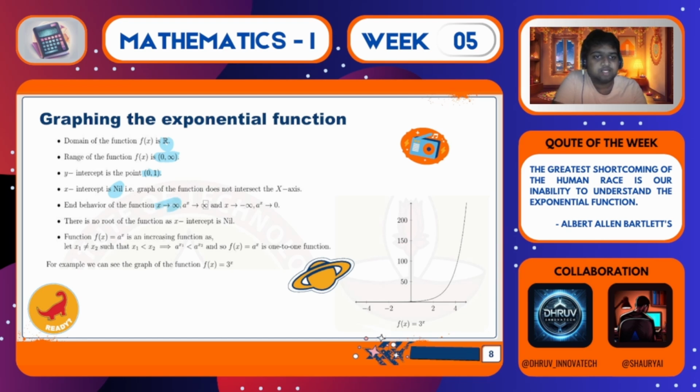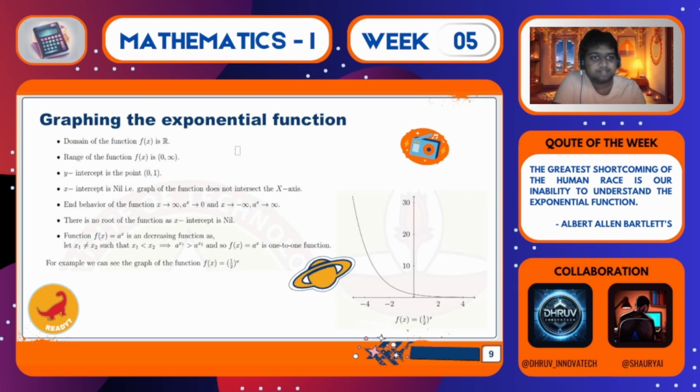As x tends to infinity, a to the power x tends to infinity. This is the general equation a to the power x of exponential functions. Then when x tends to minus infinity, a to the power x tends to 0. Minimum value. This is the function a to the power x. We have taken an example of 3 to the power x to show this graph. This is an increasing function.